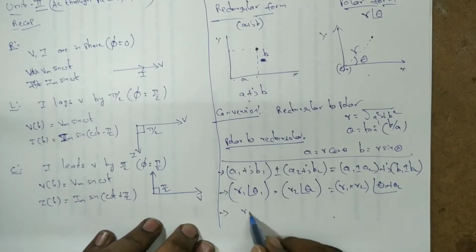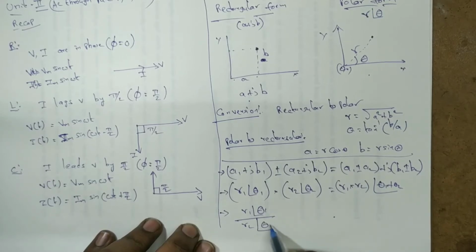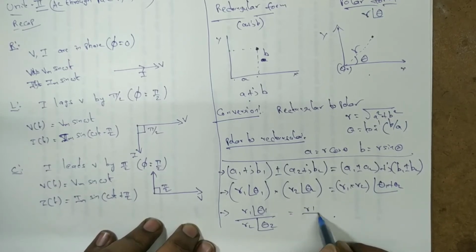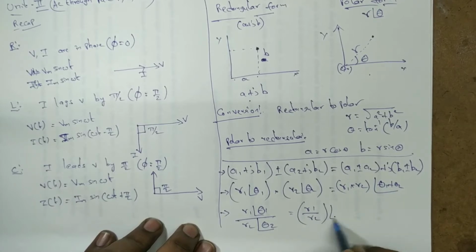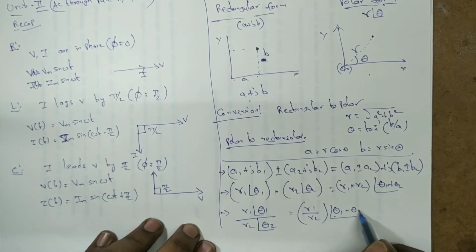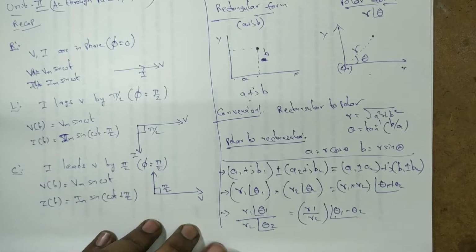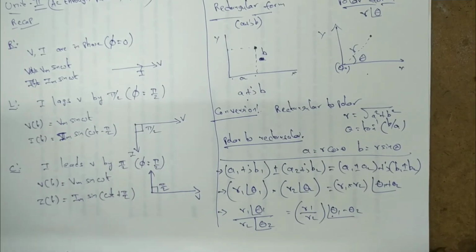And similarly, coming to division also, we should convert them into polar. R1 at an angle of theta 1 divided by R2 at an angle of theta 2 will be equal to R1 by R2 at an angle of theta 1 minus theta 2. Let us do some problems based on these formulas.